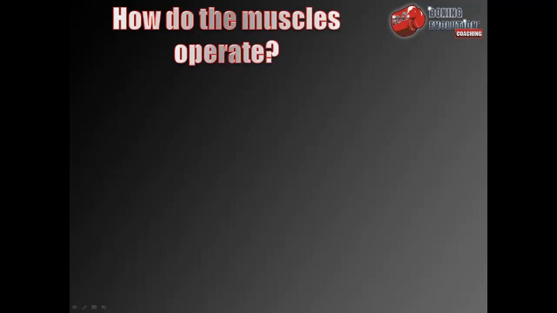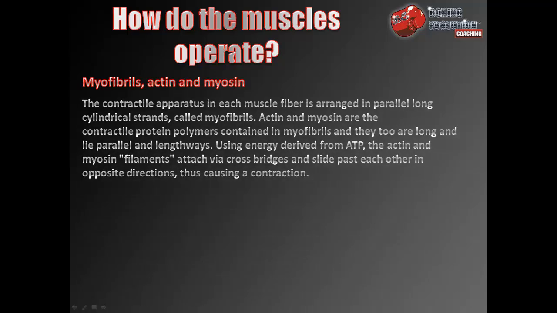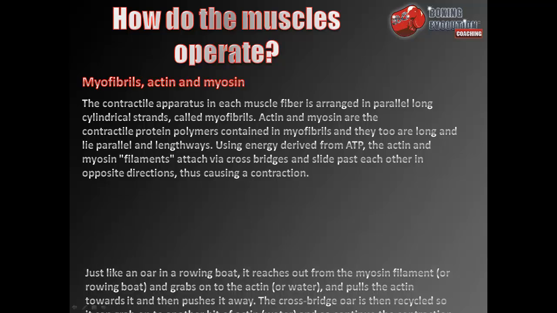How do the muscles operate? Myofibrils, actin and myosin. The contractile apparatus in each muscle fibre is arranged in parallel long cylindrical strands called myofibrils. Actin and myosin are the contractile protein polymers contained in myofibrils, and they too are long and lie in parallel and lengthways. Using energy derived from ATP, the actin and myosin filaments attach via cross bridges and slide past each other in opposite directions, thus causing a contraction.